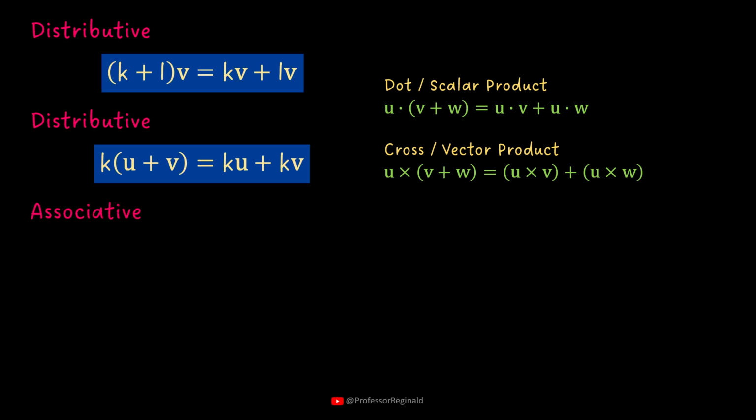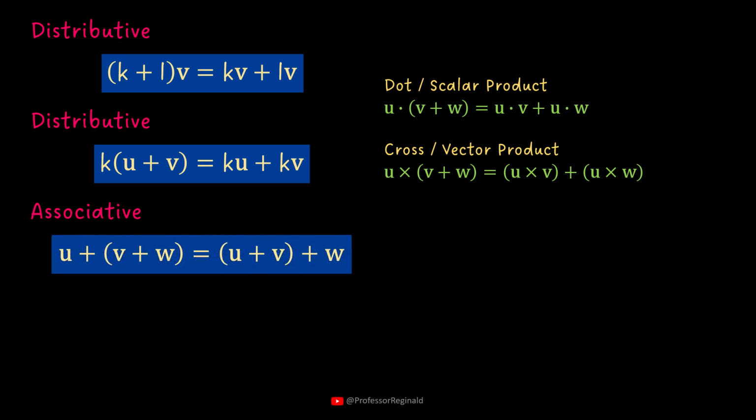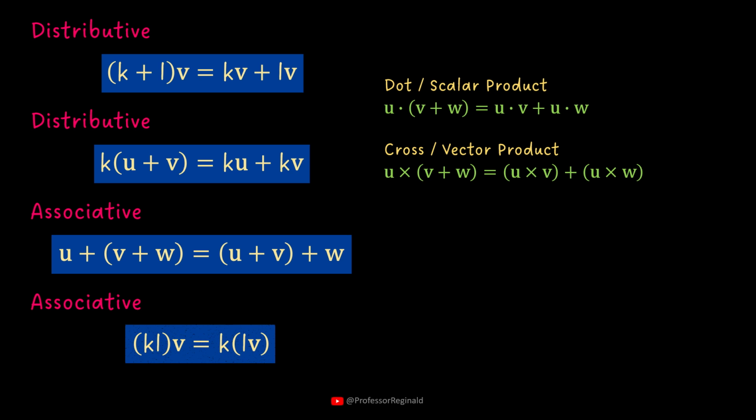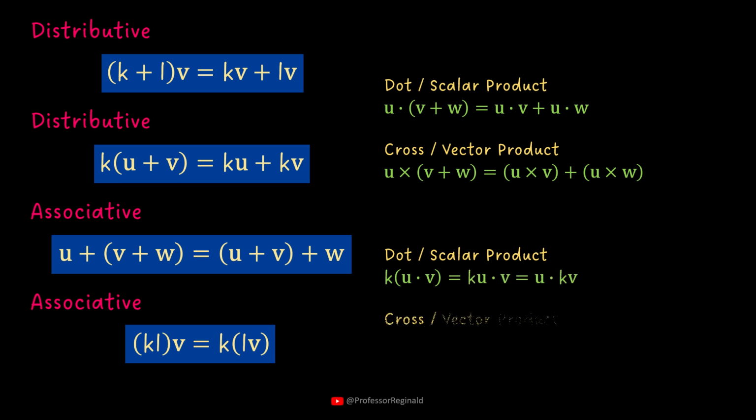Associative. The grouping of a sum of vectors does not change its sum. Another associative property. The grouping of the product of scalars and a vector does not change its product. Vector multiplication also has the associative property. The dot or scalar product. And the cross or vector product.